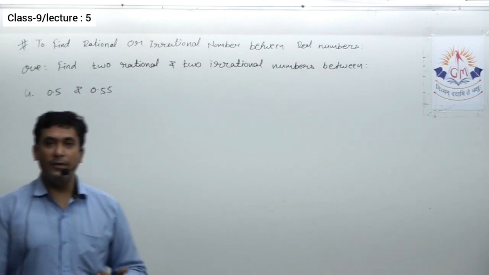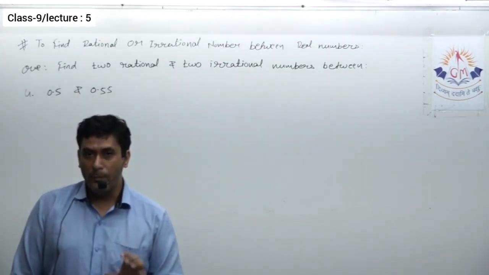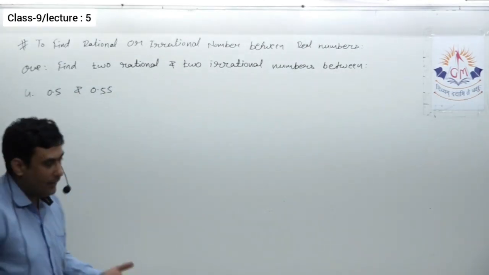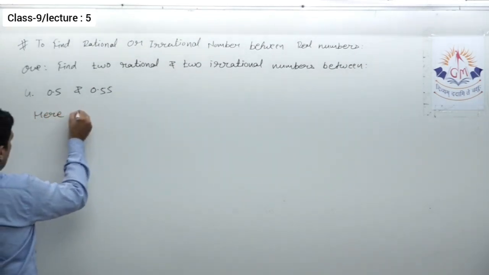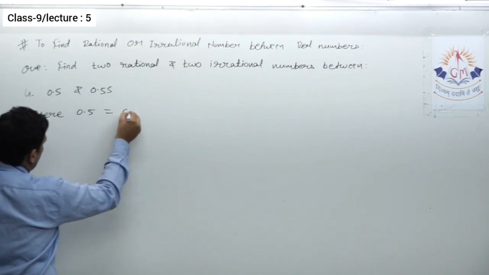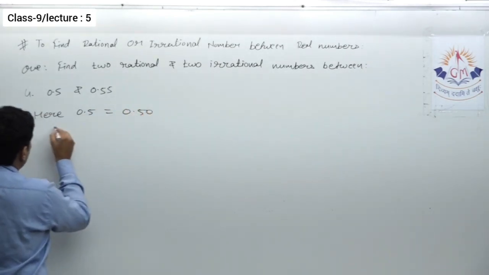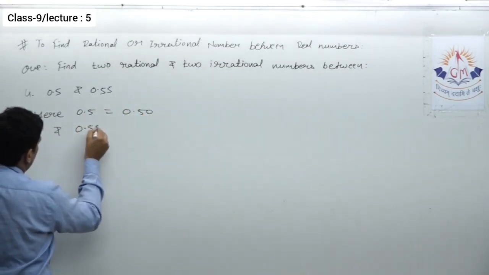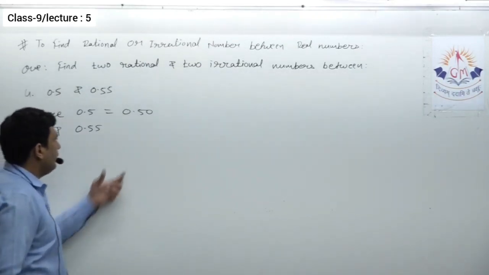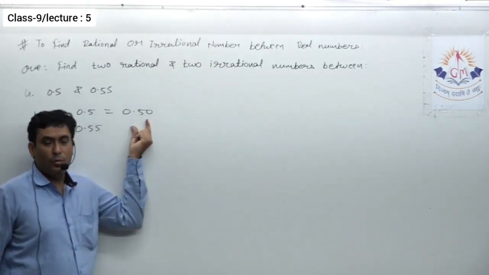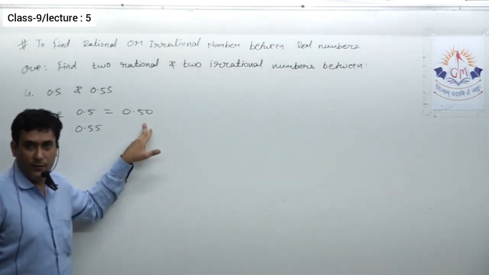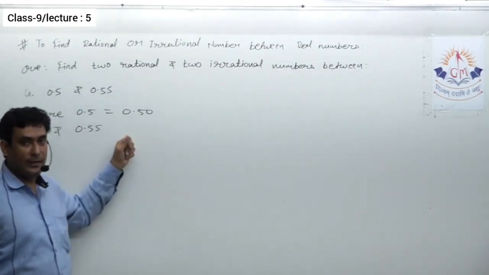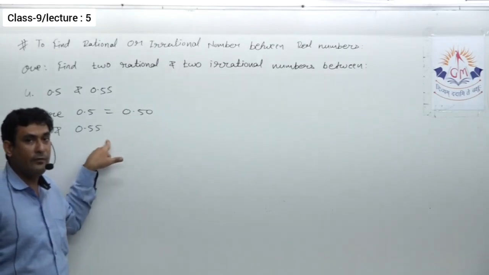So here the very first thing we have to do is make the equal number of digits after the decimal. So here 0.5 can be written as 0.50 and 0.55 will remain as it is. Now you have to check, is it possible to write an integer? Now I will consider for a while this 50 and this 55, and then I check, is it possible to write a number between 50 and 55?